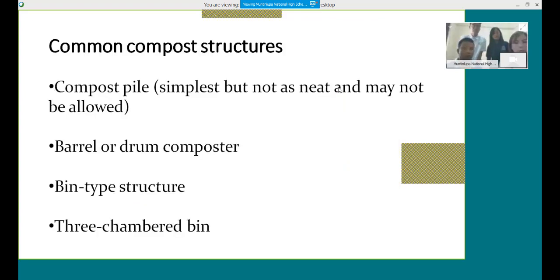Common compost structures. First is the compost pile, the simplest but not as neat and may not be allowed. Next is the barrel or drum composter. Third is the bin type structure. And lastly is the three-chambered bin.